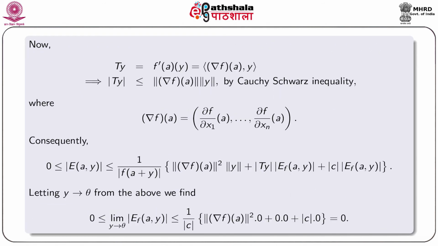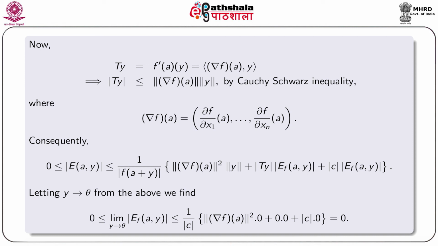Now, t y we can write as f dash a y, which is nothing but the inner product of nabla f a and y. So, mod t y is less than or equal to norm nabla f a times norm y by the Cauchy-Schwarz inequality. We know here nabla f a is the vector in R n whose components are the partial derivatives of f at the point a written in their natural order.